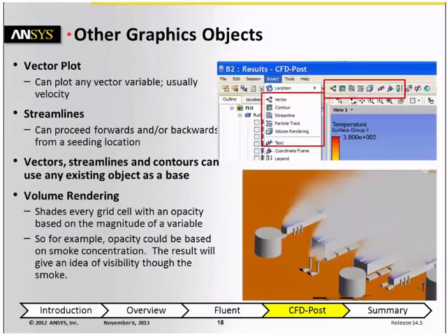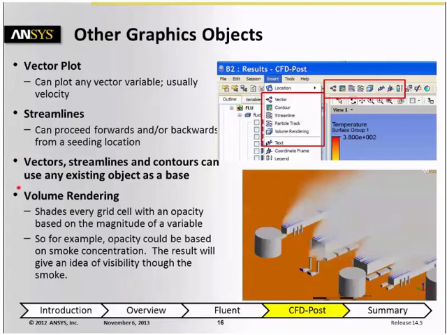There are also other types of graphics objects, which you see here both in the Insert menu and in the toolbar. The most common use of vector plots is to show velocity vectors, but any vector variable can be plotted. Streamlines follow the flow forward and/or backwards from a seeding location, and vectors, streamlines, and contours can use any existing object as a base.